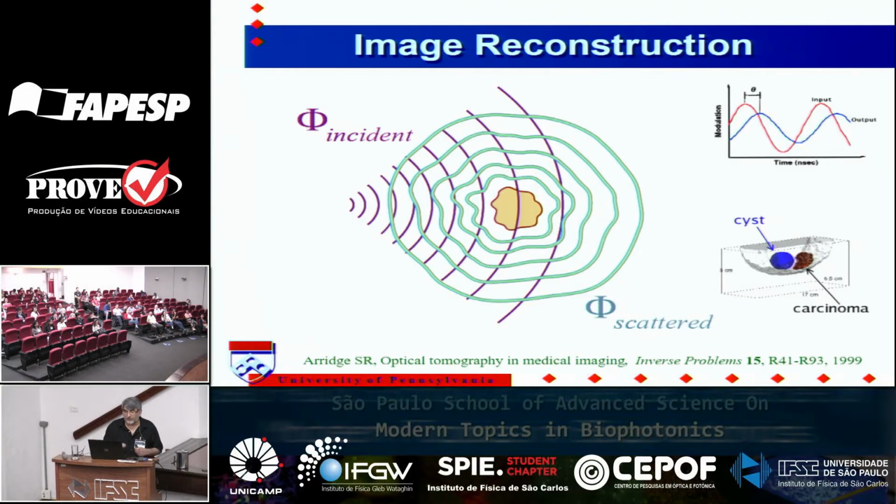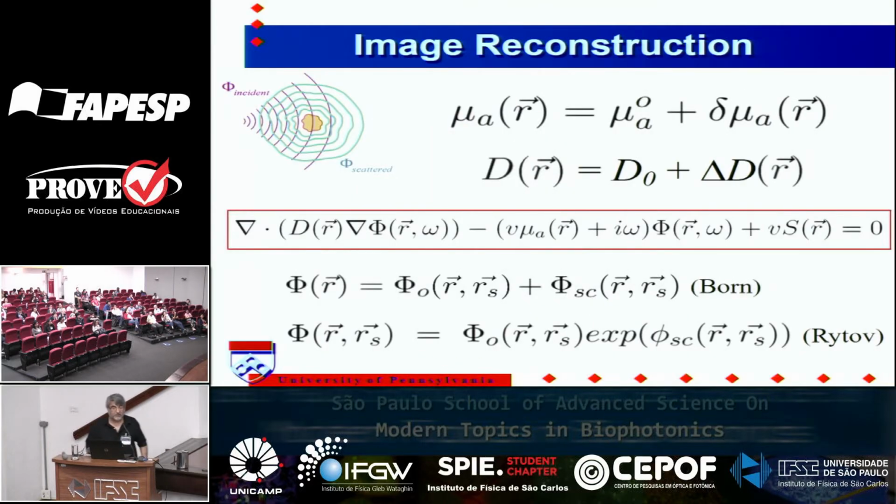So what you can do, to be more quantitative about that, is I can write the absorption as some average value plus some changing value. I can write the diffusion coefficient for light as some average value plus some changing value with position. I can put them back into that differential equation for the diffusion. And then I can look for solutions which are essentially the sum of the unperturbed plus the scattered wave. I can do that in different ways, with a Born approximation and a Rytov approximation.